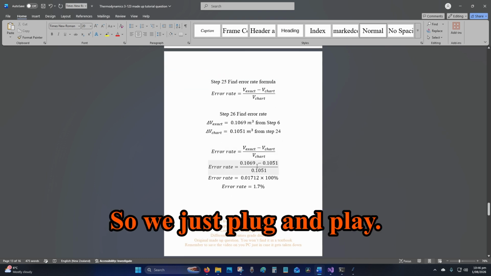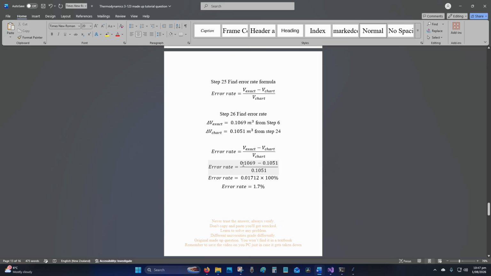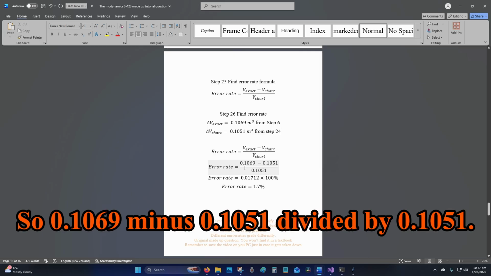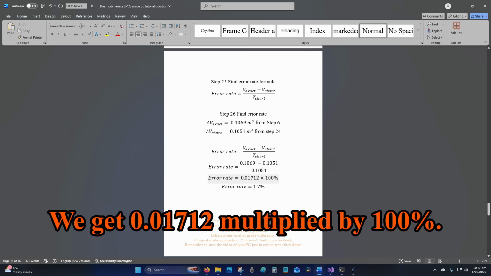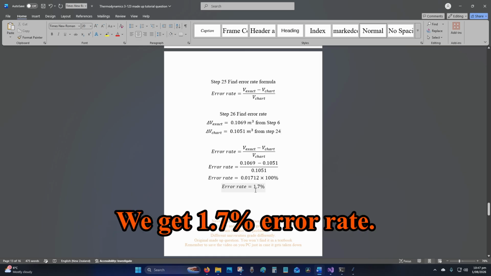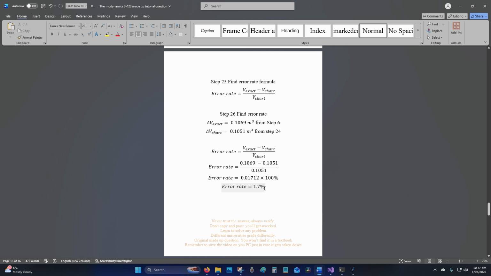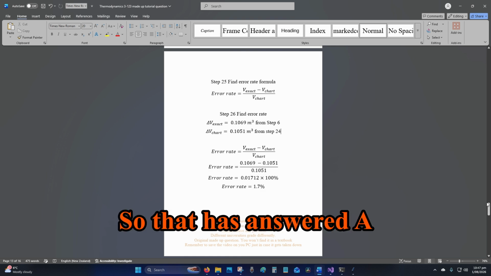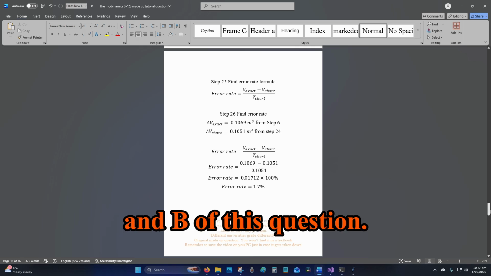So we just plug and play. 0.1069 minus 0.1051, divided by 0.1051, we get 0.01712, multiplied by 100%, we get a 1.7% error rate. Okay, so that has answered A and B of this question.